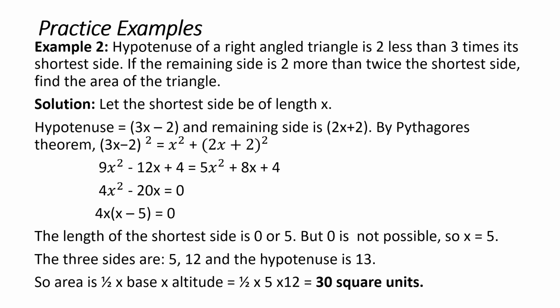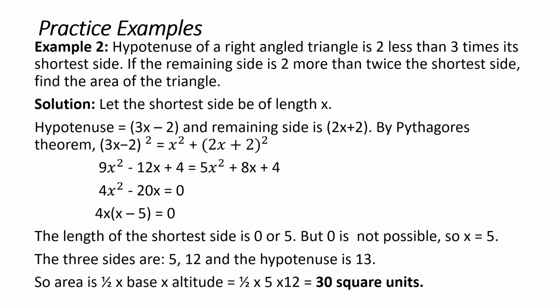Example 2. Hypotenuse of a right angle triangle is 2 less than 3 times its shortest side. If the remaining side is 2 more than twice the shortest side, find the area of the triangle. Now over here we are given all the comparison with respect to the shortest side. So let the shortest side be x.